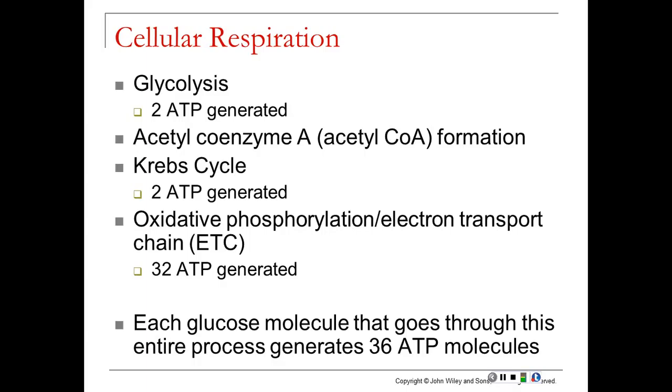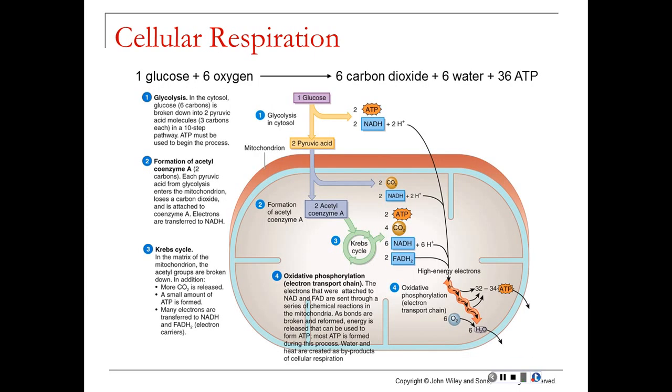The Krebs cycle is going to generate ATP, as well as some energy holding molecules called NADH and FADH. NADH and FADH will enter the electron transport chain, which is also known as oxidative phosphorylation, where 32 ATP can be generated. So each glucose molecule that goes through this process is going to generate 36 ATP molecules. Here's the whole process in a nutshell.